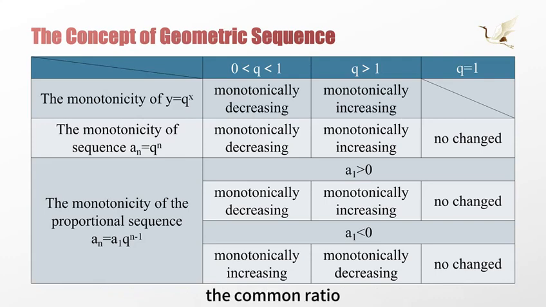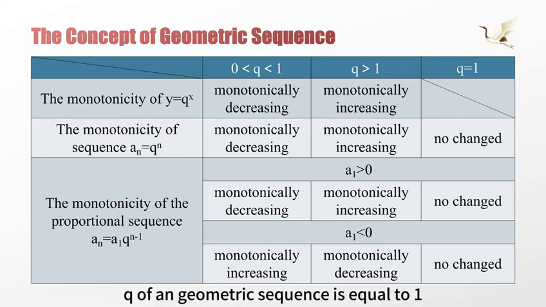The common ratio q of a geometric sequence can also be equal to 1. At this point, a_n is equal to a_1 and is a constant sequence, so its monotonicity remains unchanged.